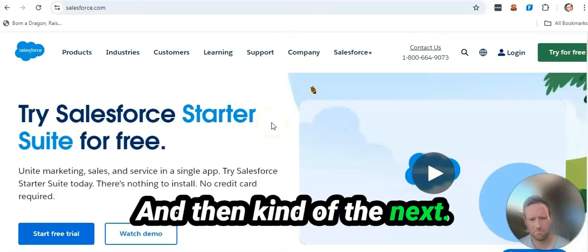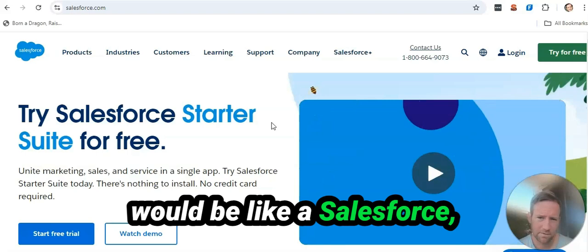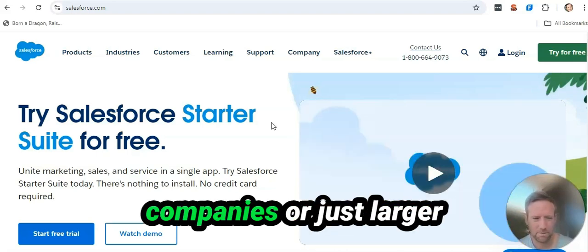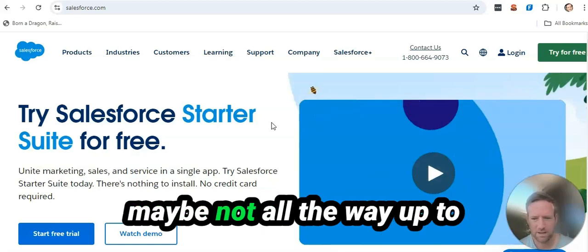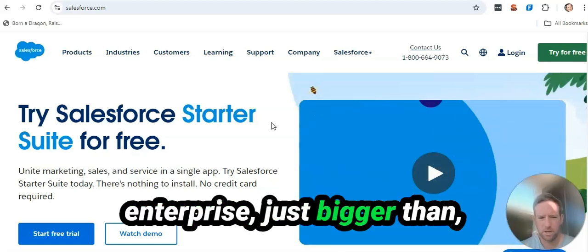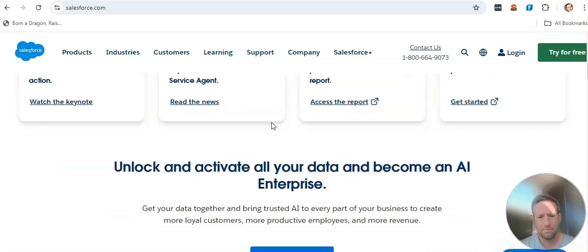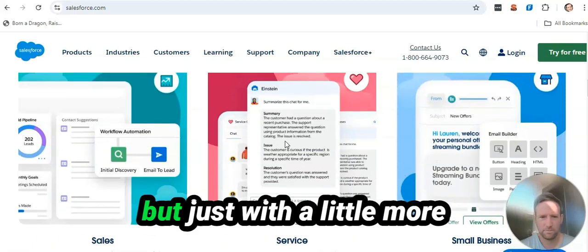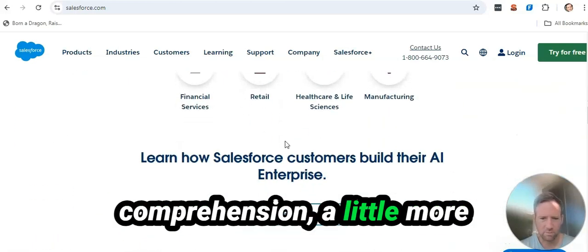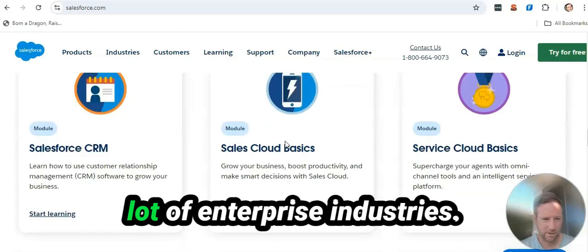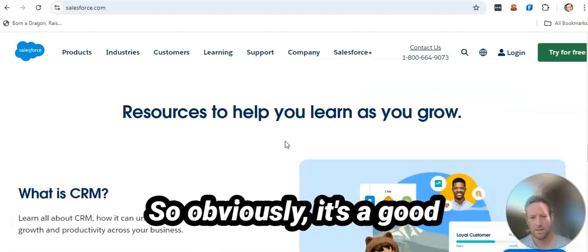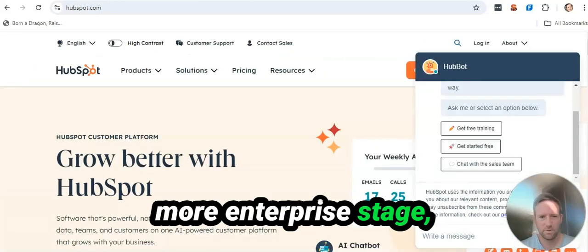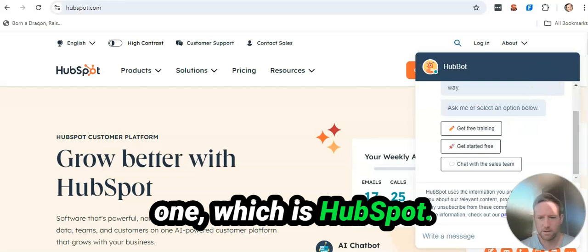And then kind of the next level up in the game would be something like Salesforce. Salesforce is, I want to say, more for enterprise level companies or just larger companies in general, maybe not all the way up to enterprise, just bigger than a small business essentially. But you get a lot for it. You get a lot of the services we showed you in Pipedrive, but with a little more comprehension, a little more coverage, and it's used in a lot of enterprise industries. So obviously, it's a good option once you start really growing your business and getting it to that more enterprise stage. Same thing with this one, which is HubSpot.